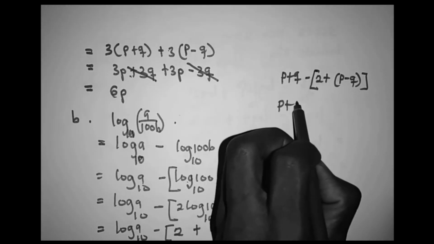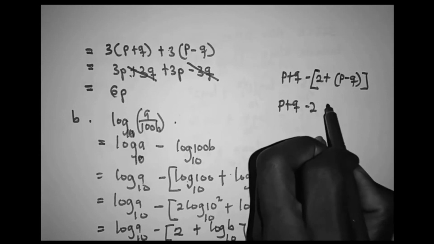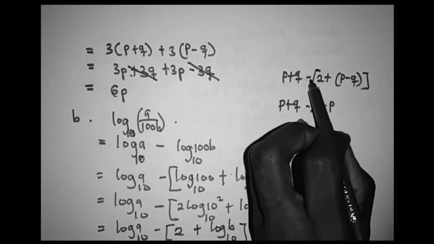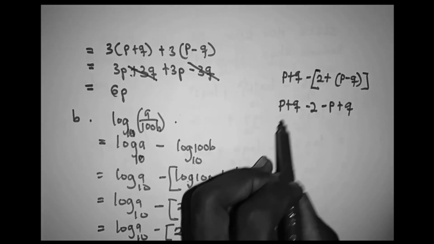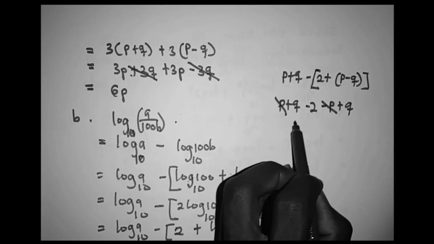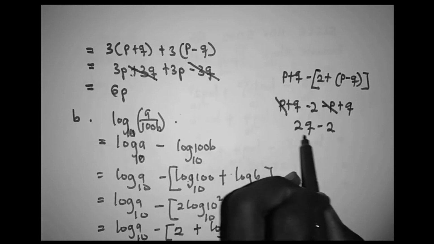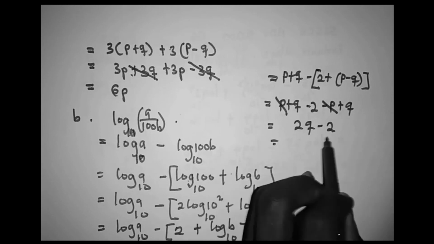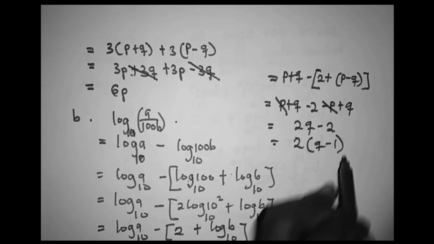So P plus Q, then minus 1 times 2 is minus 2. Then minus 1 times P becomes minus P. Then minus 1 times minus Q becomes plus Q. So we see that plus P minus P can cancel. Q plus Q is 2Q, then minus 2. So when we factorize 2 out, we'll be left with 2 times (Q minus 1).